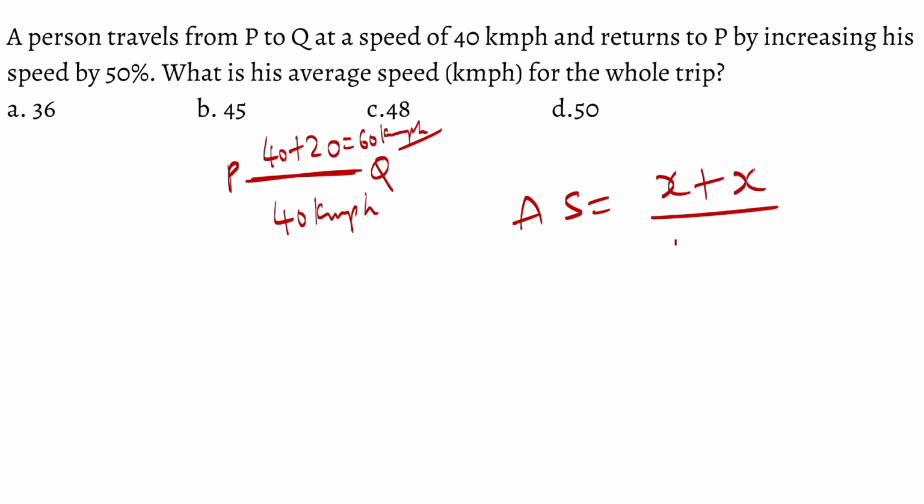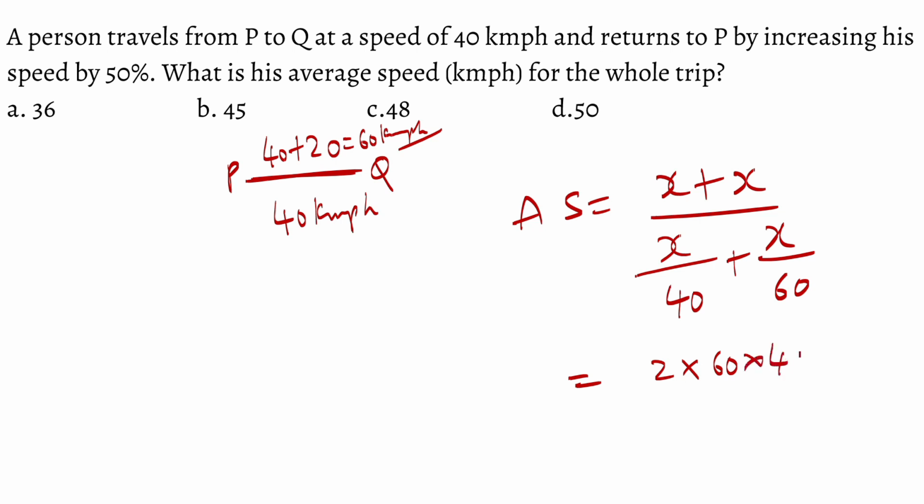Time is distance by speed. What is the speed here? Speed in the first case is 40 and speed in the second case is 60. After taking the LCM, x and x get cancelled and we get 2 into 60 into 40 by 100. So we are left with 48 kmph. So option C is the right answer. Yes, distance is constant here.